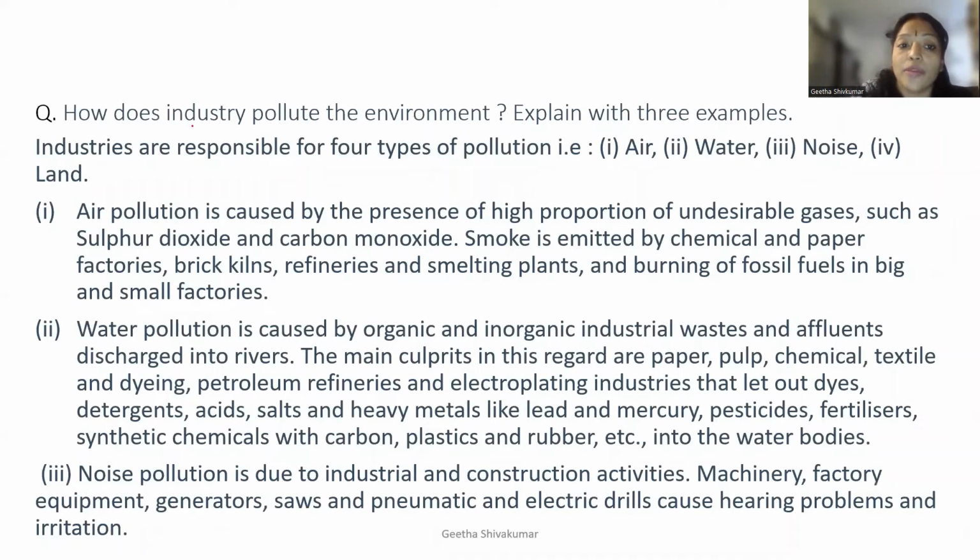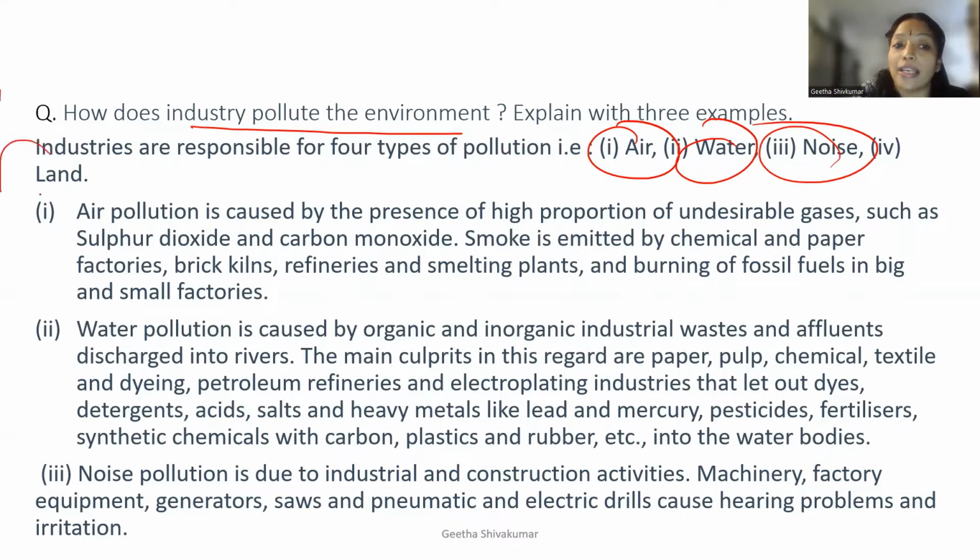How does industry pollute the environment? What are the different reasons? So we know industrial pollution. How does industry pollute the environment? Air, water, and then you have noise pollution and land. So these are the four important types of pollution, which are one of the major reasons for the pollution. So let's begin with the first one, that is air pollution.